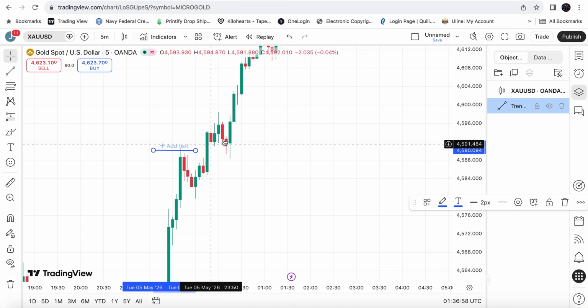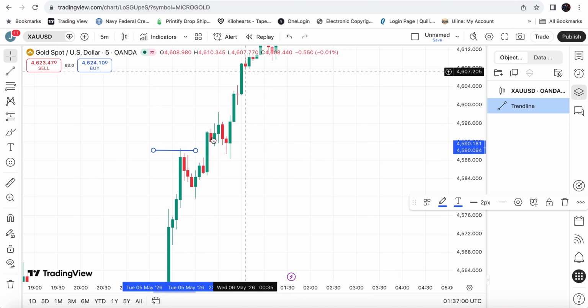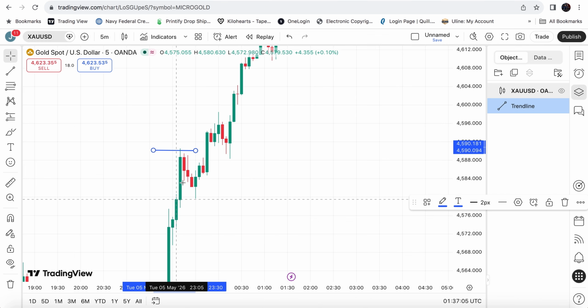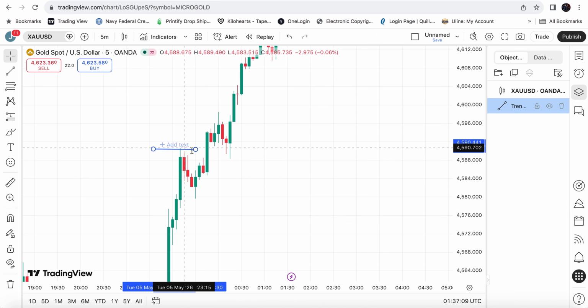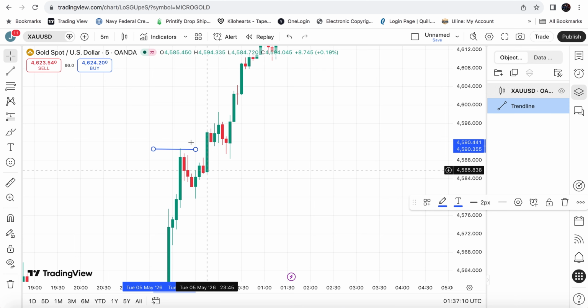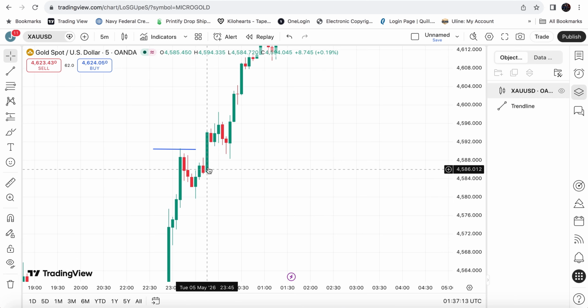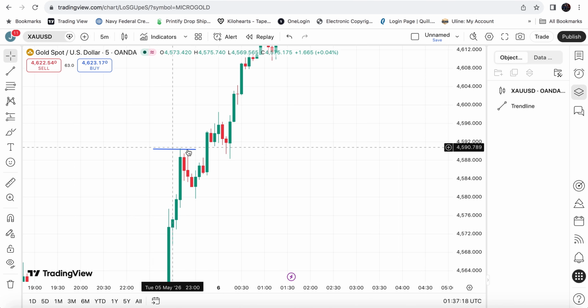Okay, when I first open up the charts, none of this happened, right? So pretend you don't see any of this. As you can see, this was the high, and we had a break of structure. You see this candle pushed up and broke the previous high right here. That's a break of structure.